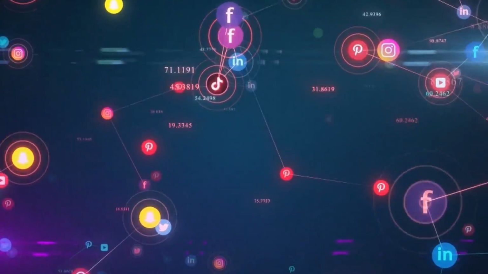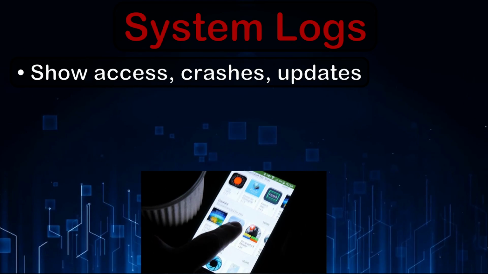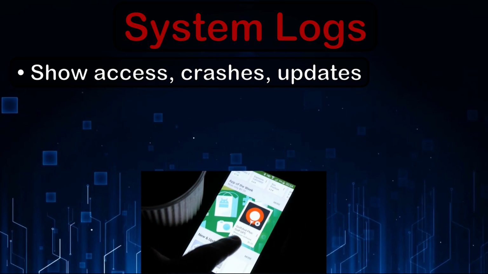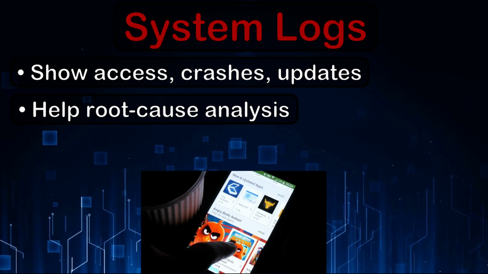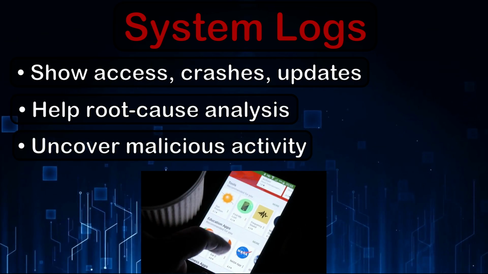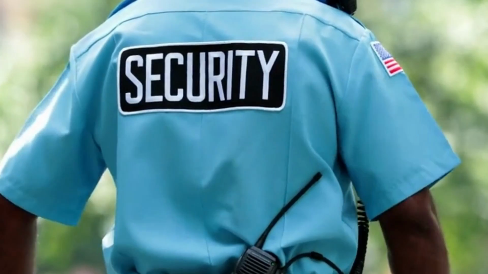Most applications produce some type of event logging. These logs show application access, crashes, updates, and any other relevant information, which could be valuable in determining root cause analysis. The application may be crashing or not performing correctly, and this could be tied to suspicious activity that may indicate malicious intent. There are several logs that would fall under the security category.